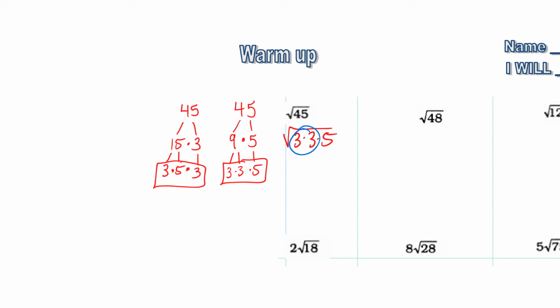So I look for my pairs. 3 times 3 is what? Is 9, and the square root of 9 is 3. So we get 3 square roots of 5.